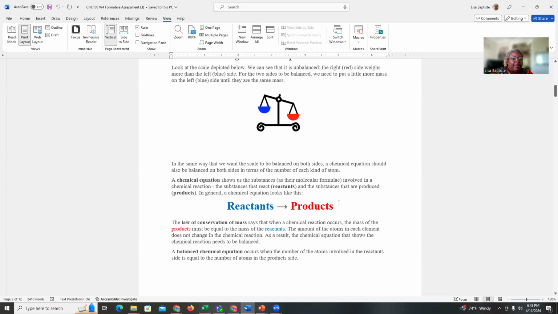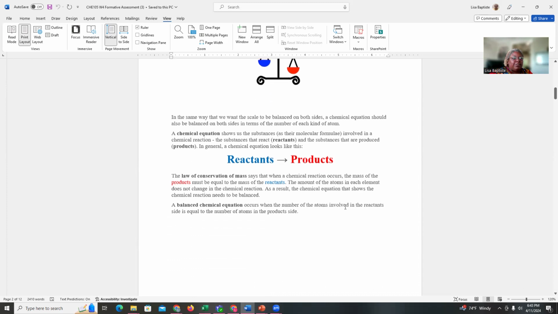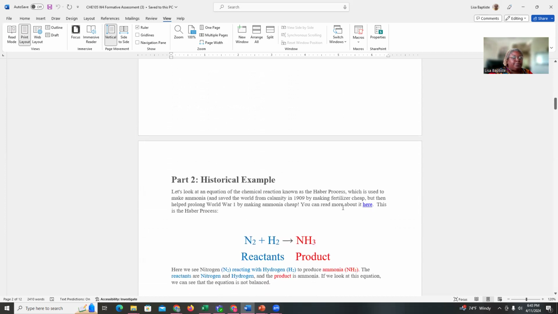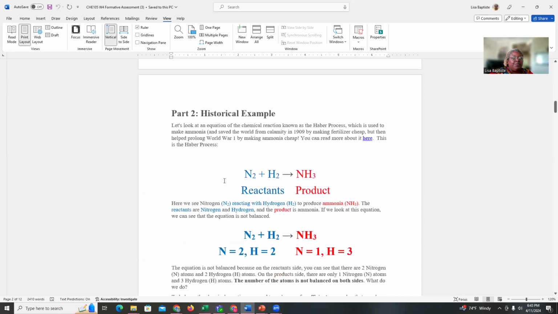When we look at a reaction, on the left side of the reaction are the reactants. On the right side are the products. The purpose of balancing is to obey the law of conservation of mass. That's one of the laws you'll be learning this week. If we look at this first example, N2 plus H2 are your two reactants. NH3 would be your product. Remember, products are on the right, reactants are on the left. The arrow is what separates the two.